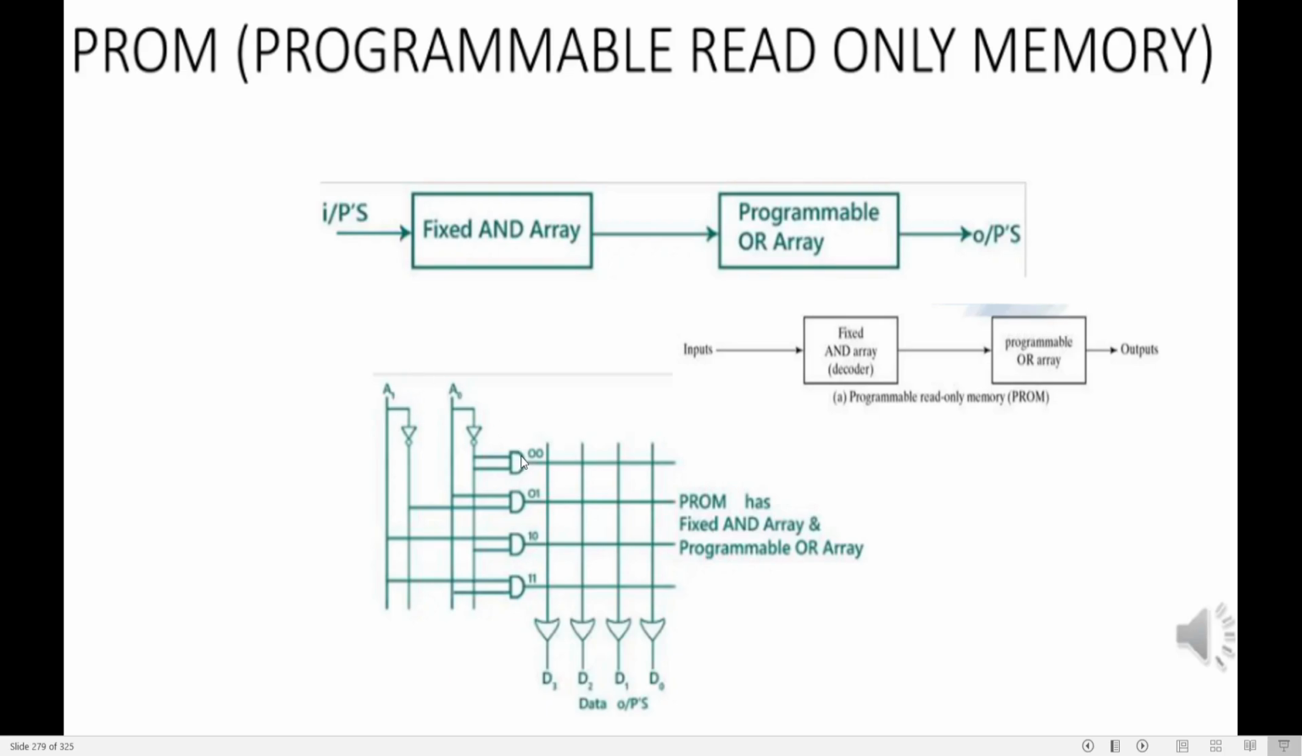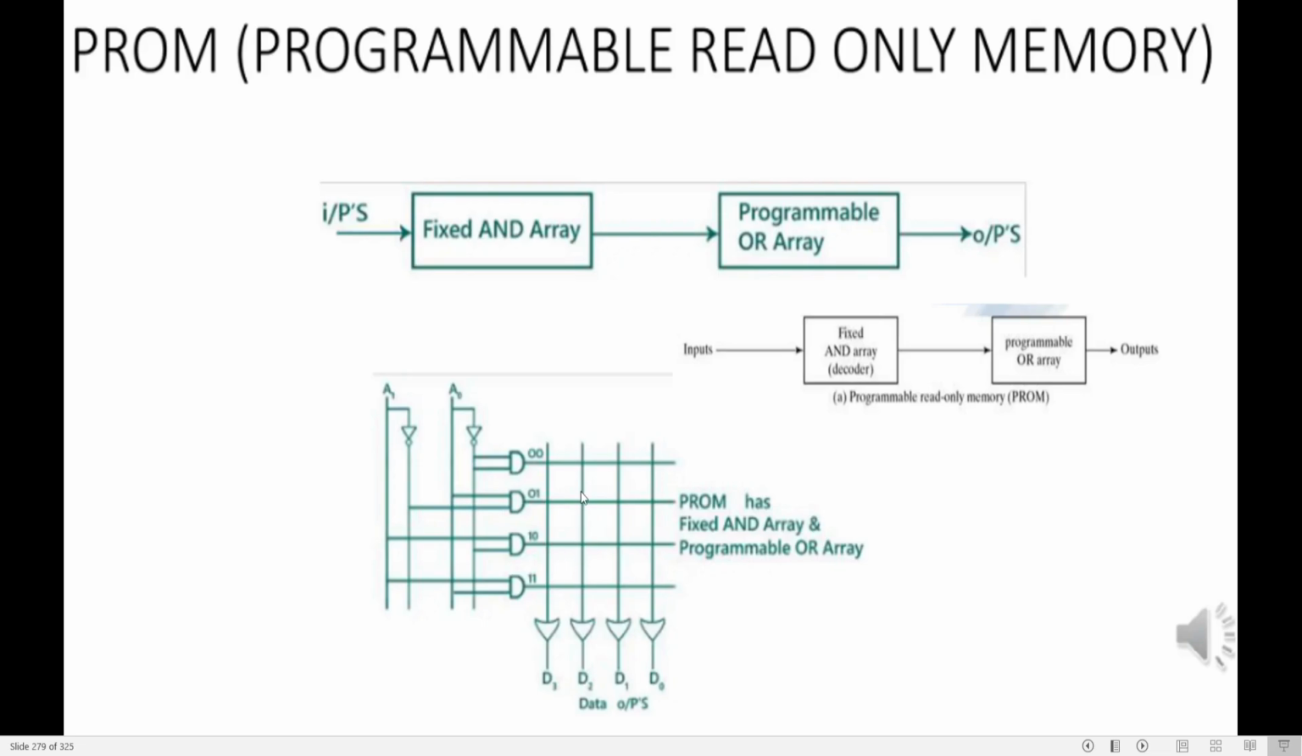4 outputs. What are the outputs? 0, 0, 0, 1, 1, 0, 1, 1. So if I give 2 inputs, I get 4 AND gates, 4 output AND gates. So am I done till here? Now what is the OR gate? Which is programmable. So I can have any number of OR gates which I can program.